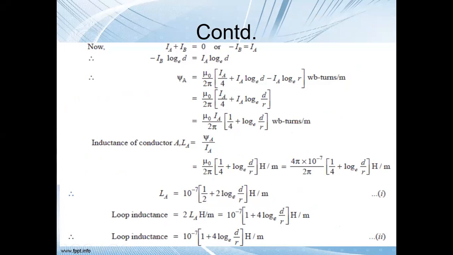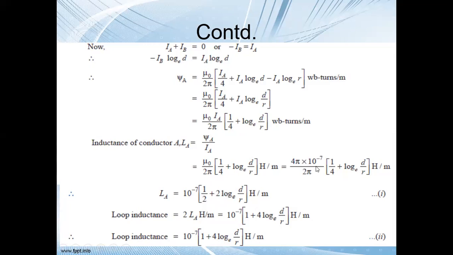Yes, sir. Okay, so the inductance will be equal to psi A by IA, because the flux linkage per unit current is always taken as the inductance of the conductor. So this will be mu naught by 2 pi into 1 by 4 plus ln d by r. In this case, we have substituted mu naught as 4 pi into 10 to the power minus 7 divided by 2 pi, and this will be 1 by 4 plus ln d by r.